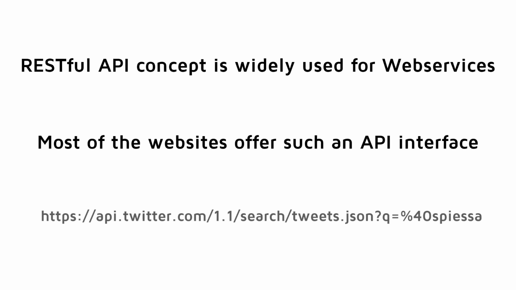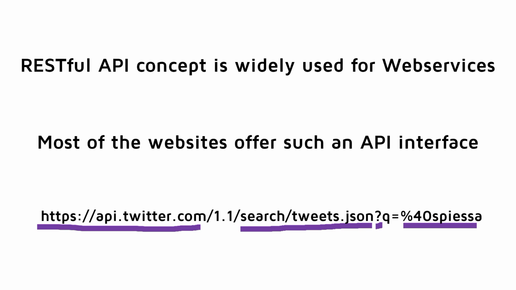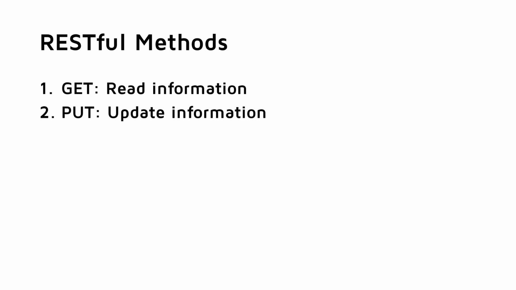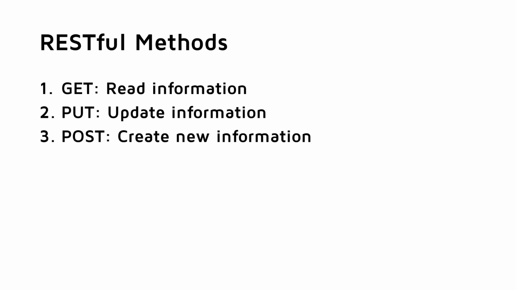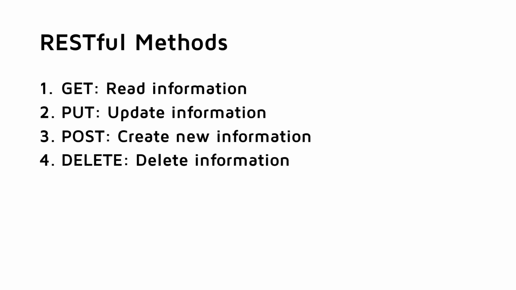It usually starts with an address of the web service, some additional stuff which defines the particular service you want to use, and a question mark with some more stuff. This example searches Twitter for all tweets from my user. Very important is that with this concept, services can offer 4 different methods. Read information with the get command, update information with put, create new information using post, and even delete information with the method delete. So this is a very versatile concept for web services.